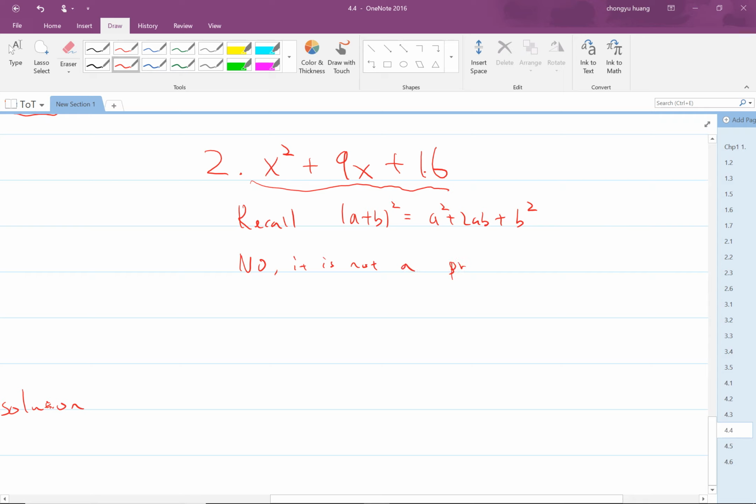It is not a perfect square, okay? So this is the reason why it is not a perfect square. We have to use this property over here, okay?